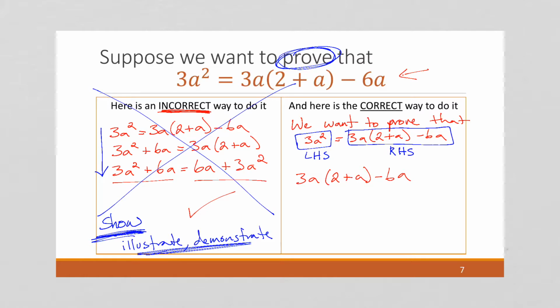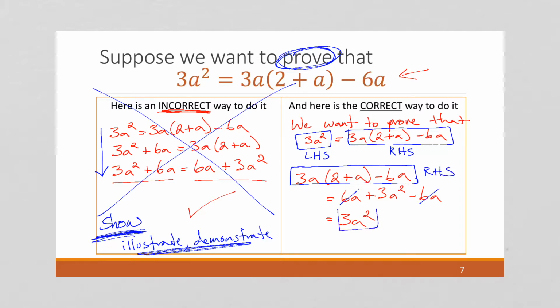And I'm going to say, well, that is equal to, if I distribute that 3a, I'm going to get 6a plus 3a squared minus 6a. Those cancel out. And this is 3a squared, which is the left-hand side of the equation. So we started with the right-hand side, and we simplified it to look like the left-hand side. This is really important. So since we were able to do that, our proof is complete.